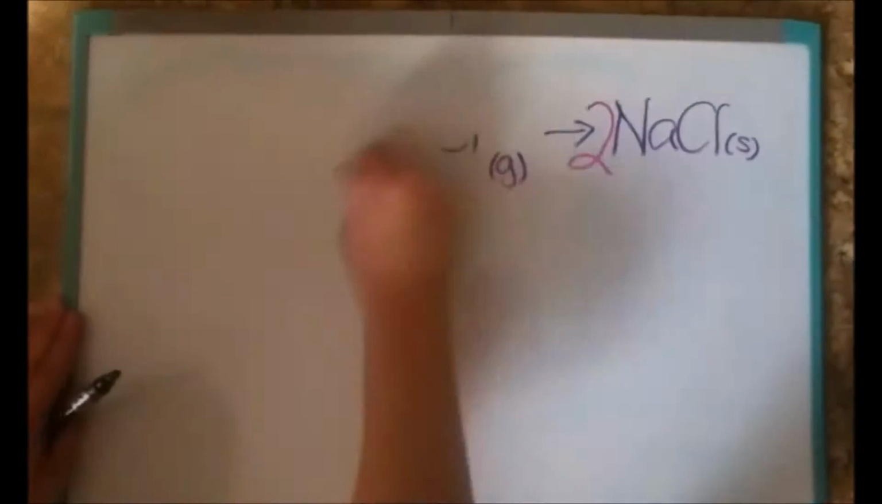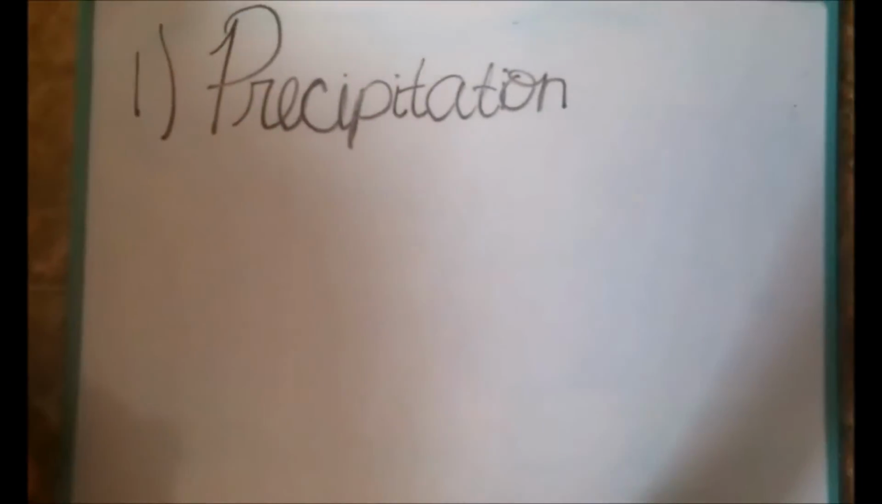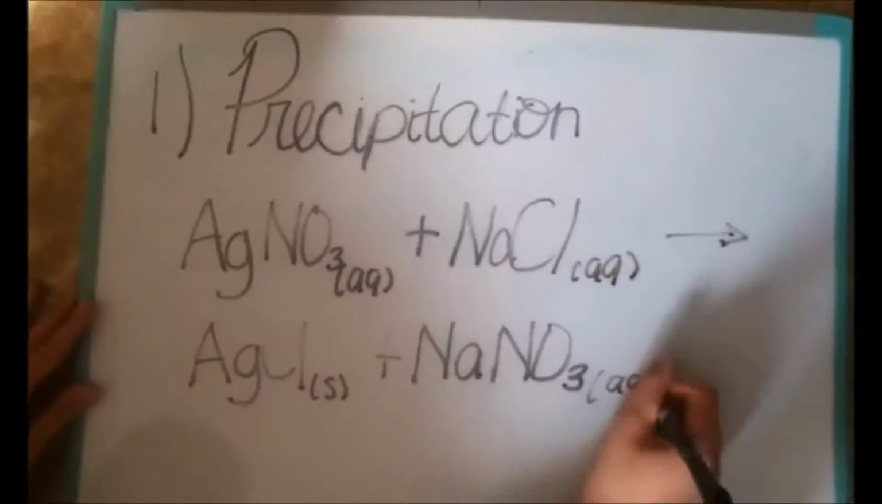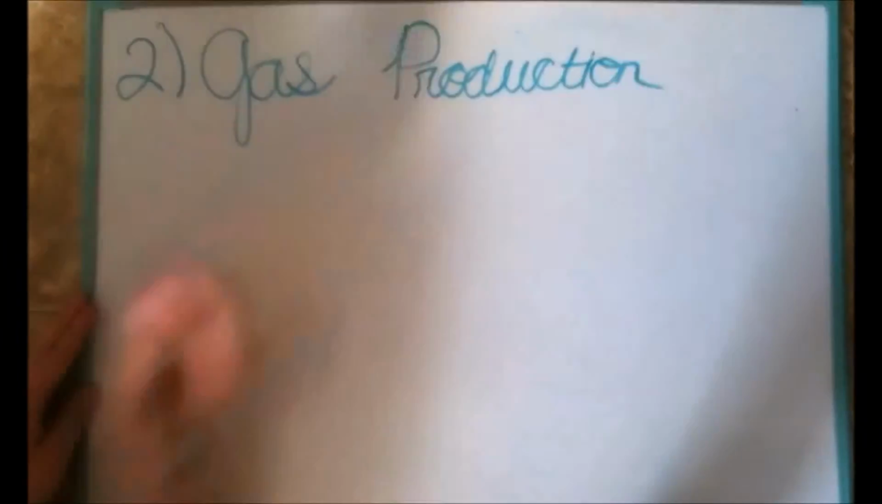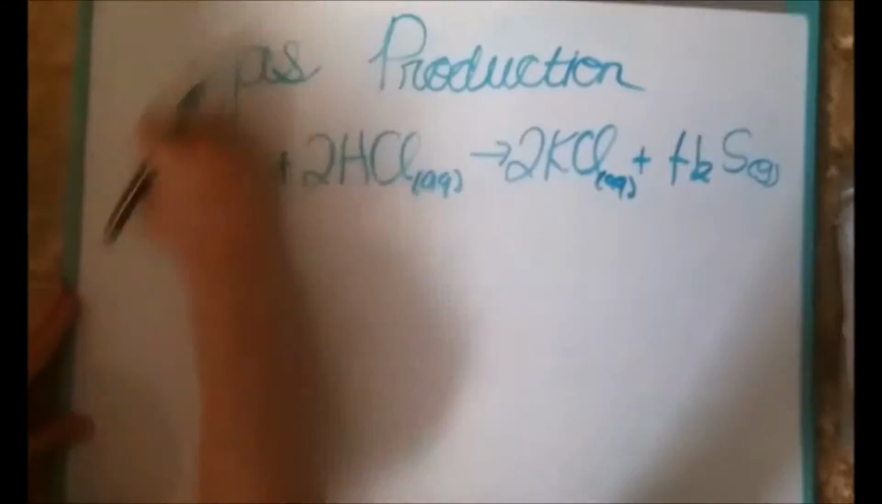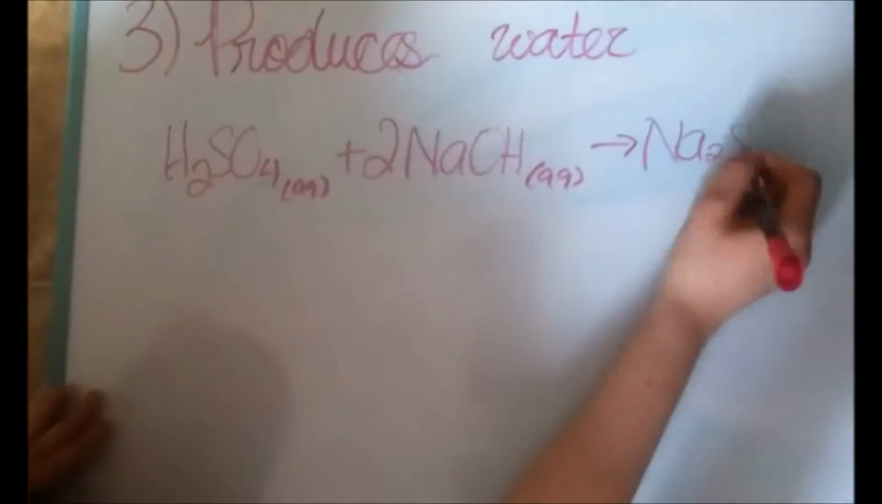The products are always one of three options. The first is a precipitation. That means you will have one solid and one aqueous compound. The second one is a gas production. This means that you will have one gas and one aqueous product. The last option is a reaction that produces water.